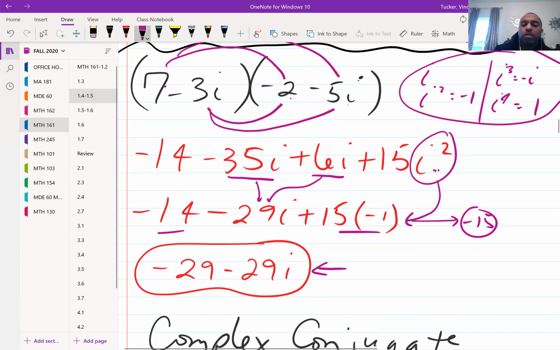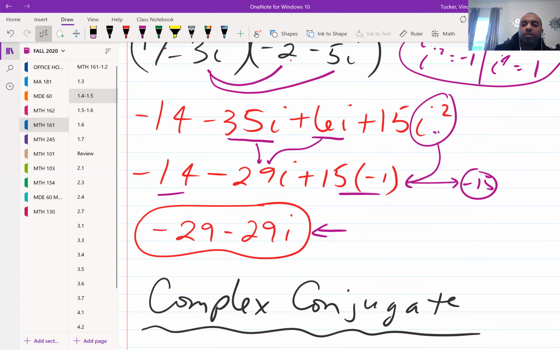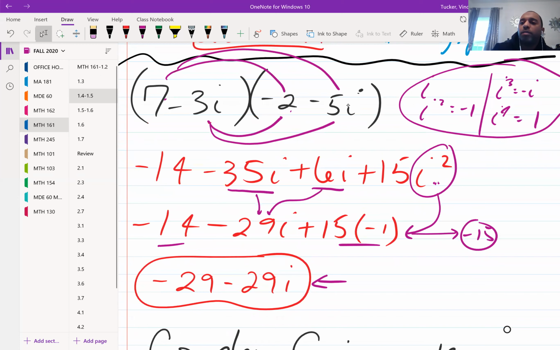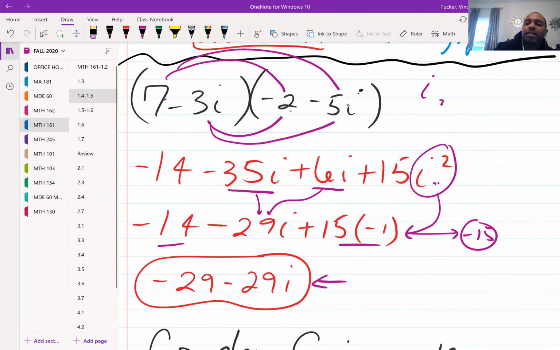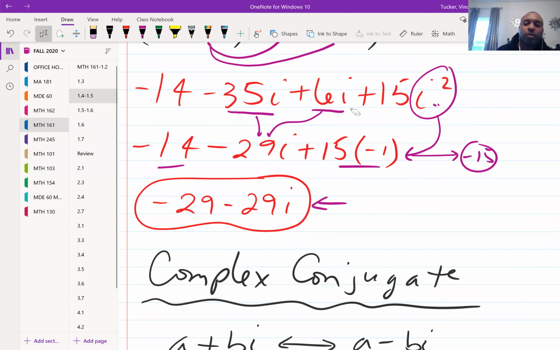All right. So matter of fact, I'm going to go ahead and erase that because that might mess up future notes. Somebody else might wonder why is that up there? All right. So i squared will always be -1. I squared will always be -1.